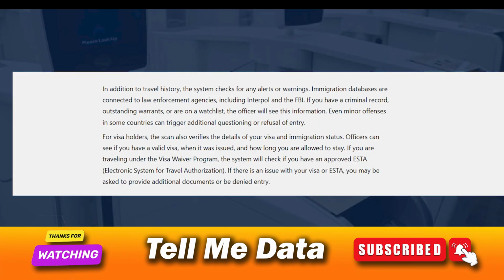In addition to travel history, the system checks for any alerts or warnings. Immigration databases are connected to law enforcement agencies, including Interpol and the FBI. If you have a criminal record, outstanding warrants, or are on a watch list, the officer will see this information. Even minor offenses in some countries can trigger additional questioning or refusal of entry.